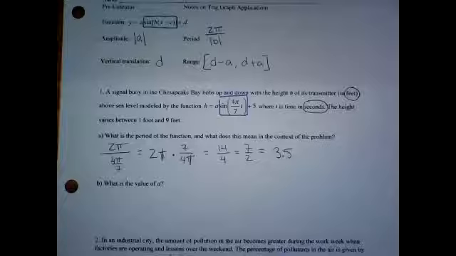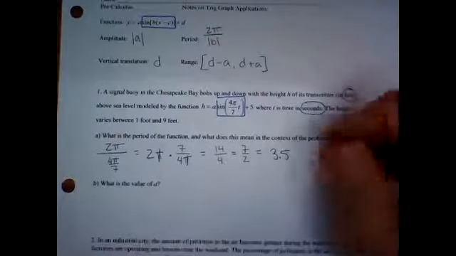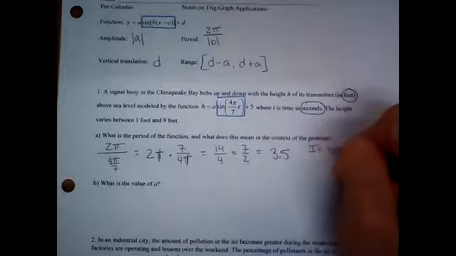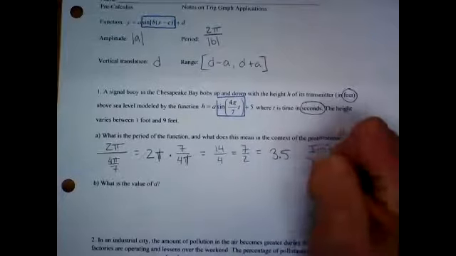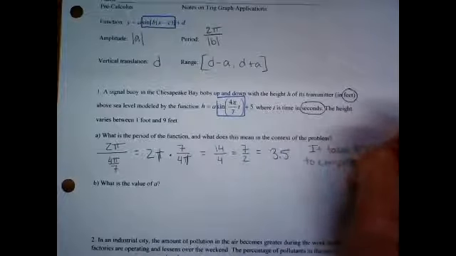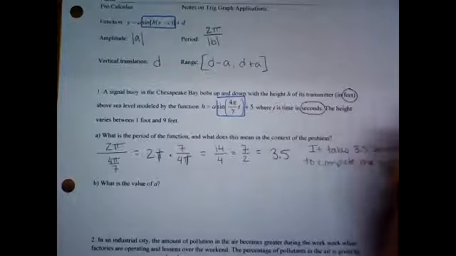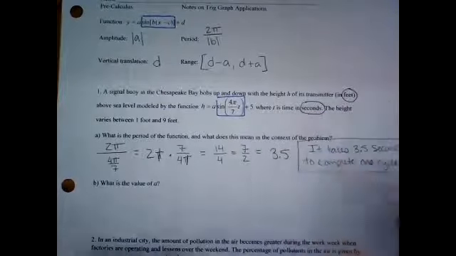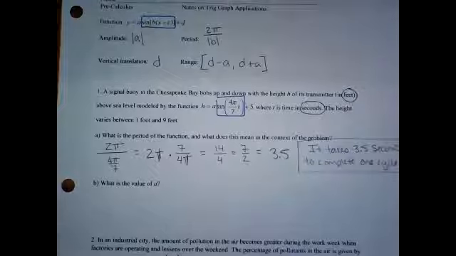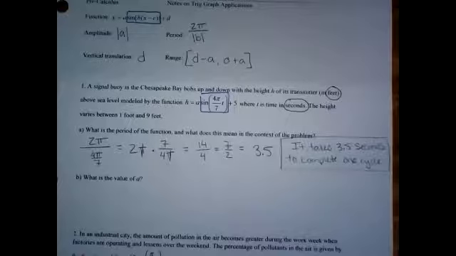The period is how long it takes to do 1 full cycle. What was our time measurement? You just have to put the units in there. Time was in seconds. Here's your explanation. It takes 3.5 seconds to complete 1 cycle. Anytime you're asked to explain what the period means, that's the answer. I can't change it. It's like a definition. It's the time it takes to complete 1 full cycle.